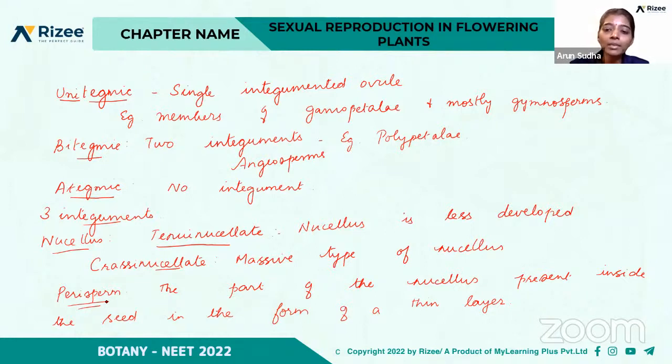Examples are the polypetalae and most monocots. They have the crassinucellate type of nucellus present. And perisperm is the part of the nucellus present inside the seed in the form of a thin layer, that is called the perisperm. So, for example, pepper. Perisperm is present. So even after the seed is formed, the nucellus will be present. So nucellus is actually the reserved stored food, right?